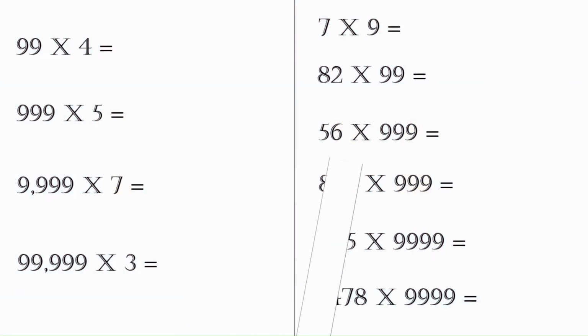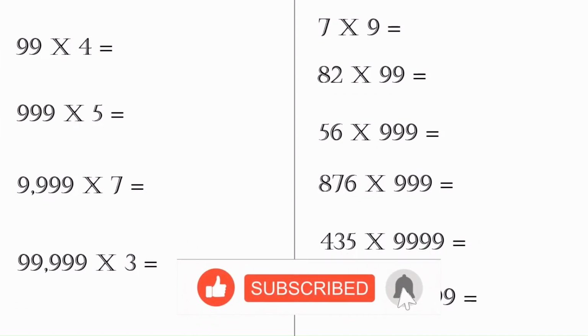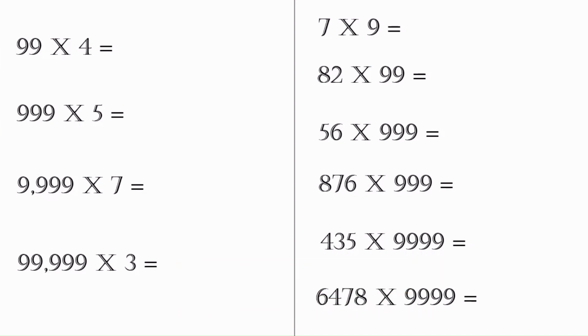Hey guys, today we're going to be learning how to multiply numbers all the way from 9 to 99,999. We're going to be learning two methods, starting with the method off to the left.